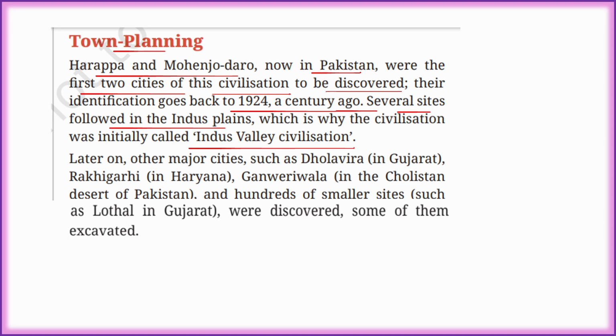Which modern country are Harappa and Mohenjo-daro located in today? Pakistan. What was the initial name of this civilization? Indus Valley Civilization. Then what is the year of identification of the first two cities, Harappa and Mohenjo-daro? 1924.